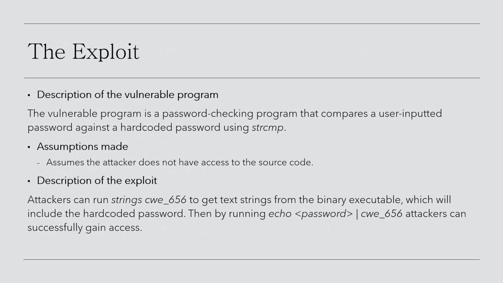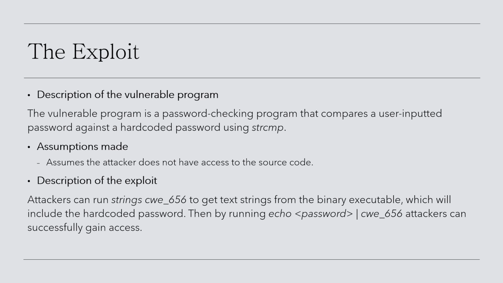A common theme among security through obscurity vulnerabilities is the assumptions being made by the developer. The assumptions can be many and varied, however they generally concern the fact that attackers do not have direct access to the source or to the hard-coded secrets. Our vulnerable program is a basic password checking program. It compares a user inputted password against a hard-coded password using string compare.